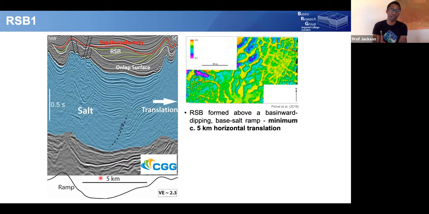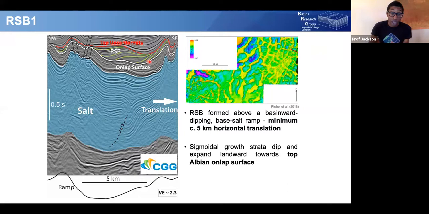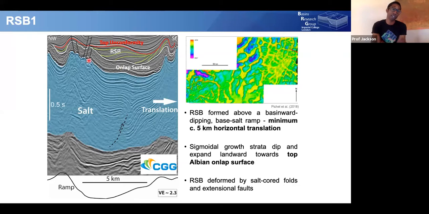As I said just then, the onlap is onto the top Albian surface, indicating the translation started then, around about 100 million years ago. And we can also see that the Ramp-Syncline basin is deformed both by salt cord folds and also by extensional normal faults. Cast your mind back to Sean's model earlier on, which showed the progressive evolution of folds and faults as a function of translation of everything across the base salt relief.